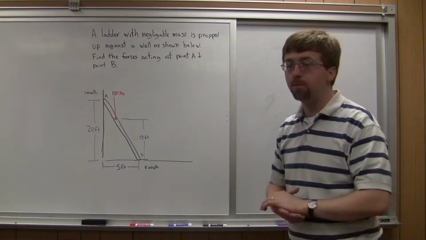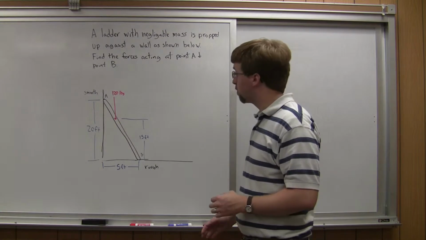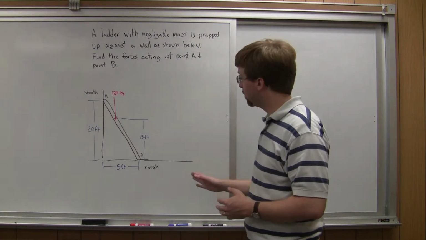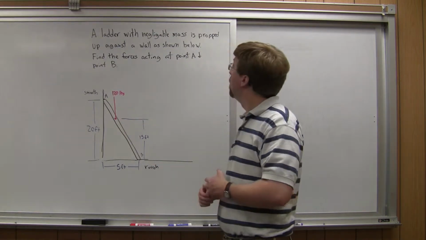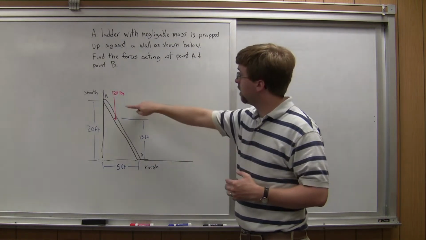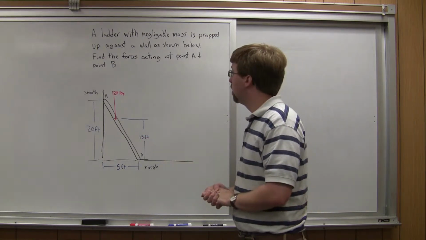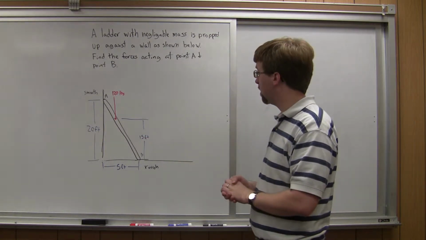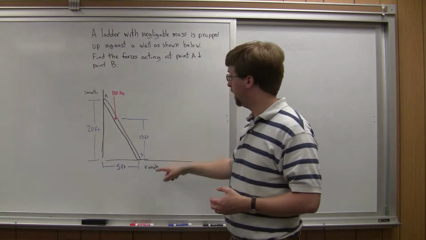Alright, so for this problem, we've got a ladder with negligible mass. It's propped up against the wall as shown here, so it's 5 feet from the corner on the bottom and 20 feet up. And it's supporting a 120-pound weight, presumably a person. And we want to find the forces at the contact points A and B.